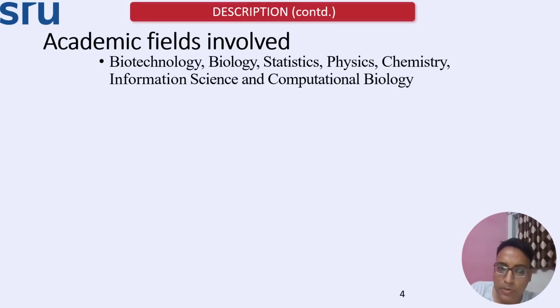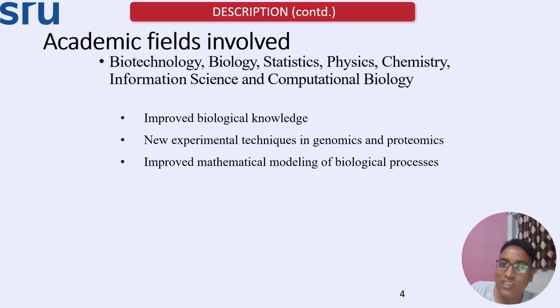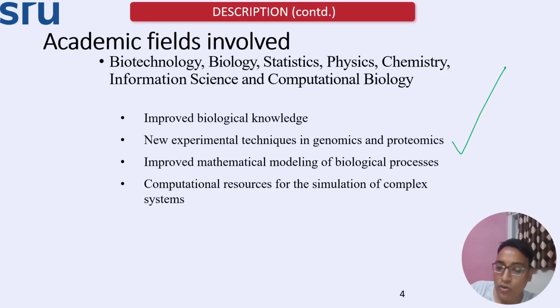This complete part involves several academic fields: biotechnology, biology, statistics, physics, chemistry, information science, and computational biology. And what is all this giving us? Improved biological knowledge, new experimental techniques in genomics and proteomics to validate the required data, and improved mathematical modeling of biological processes so that we are able to improve the required predictions and be sure that whatever we generate is exactly true.